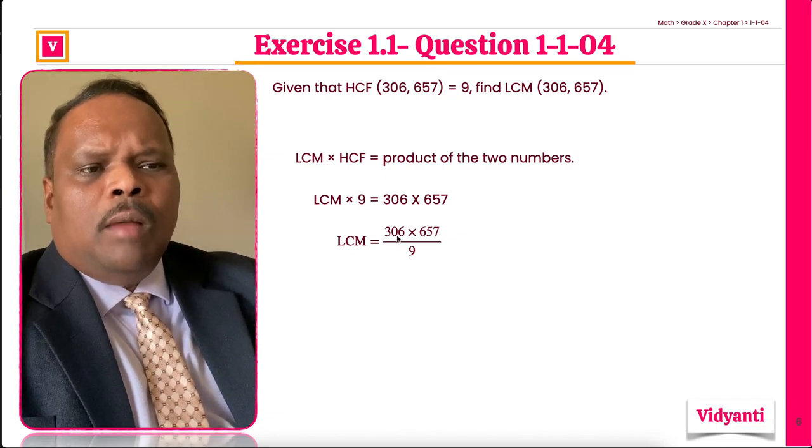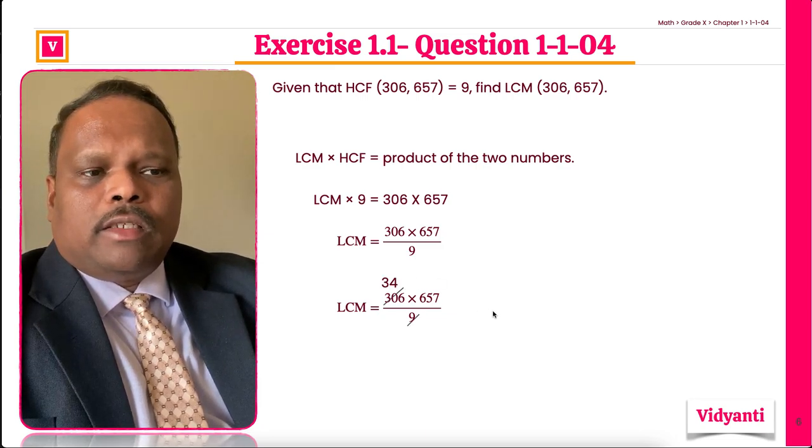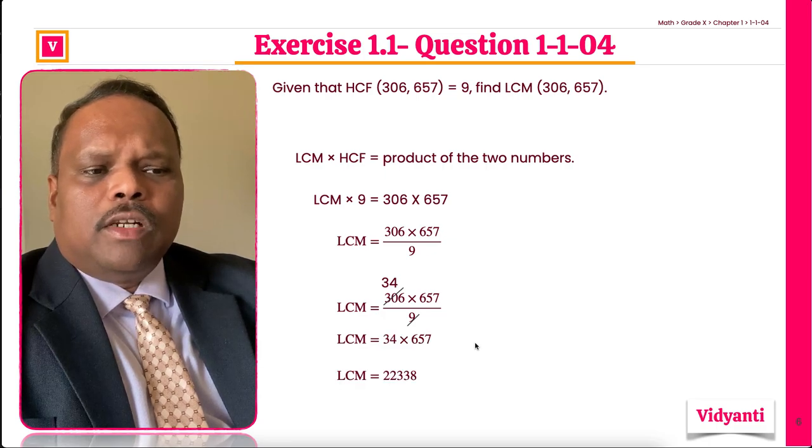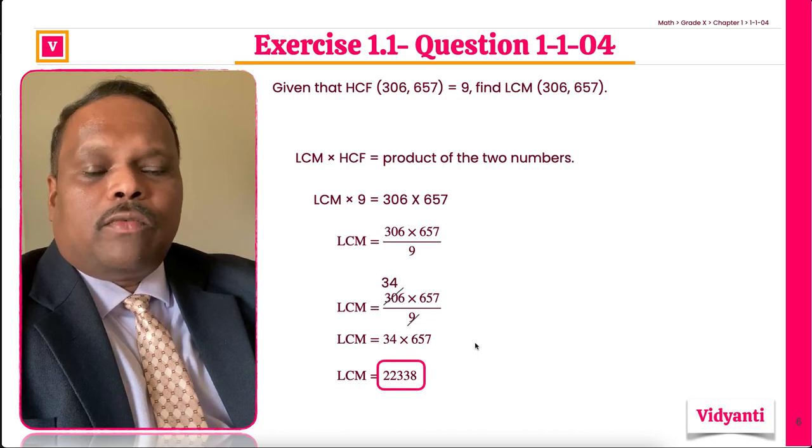So I'm going to divide this 306 by 9, and that would come out to be 34. Now I will multiply 34 by 657. This will give you 22,338, and that will be your final answer.